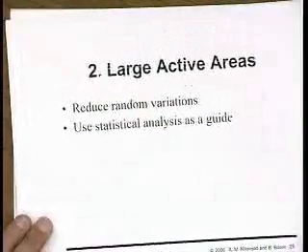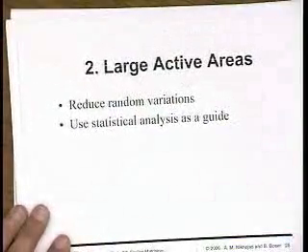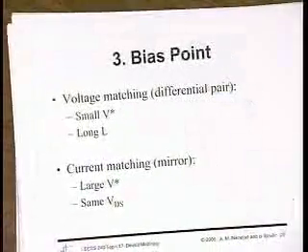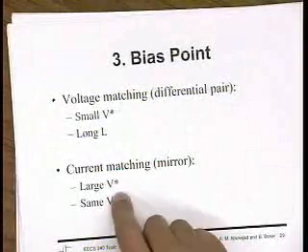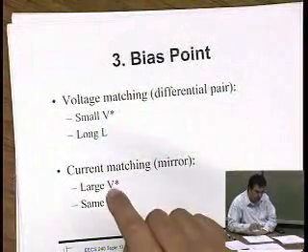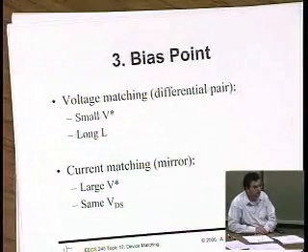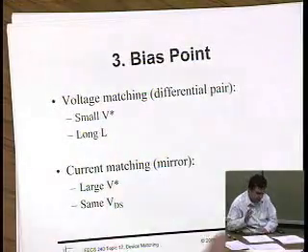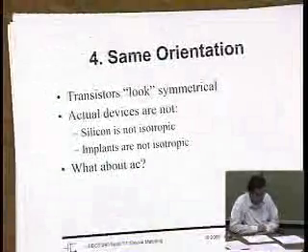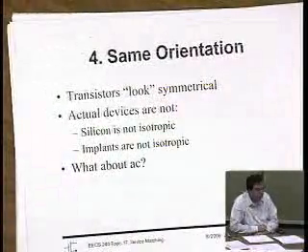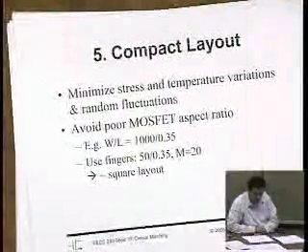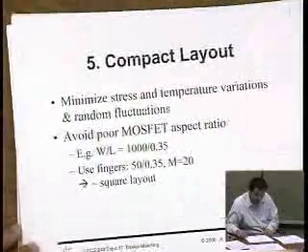Okay, another obvious thing, make your devices large, right? Not much to say. Another obvious thing is think about the bias point. If you're doing current matching, you want large V star. If you're doing voltage matching, like a diff pair, you want small V star. Okay, not much to say there. Same orientation, again, we talked about that. Compact layout.